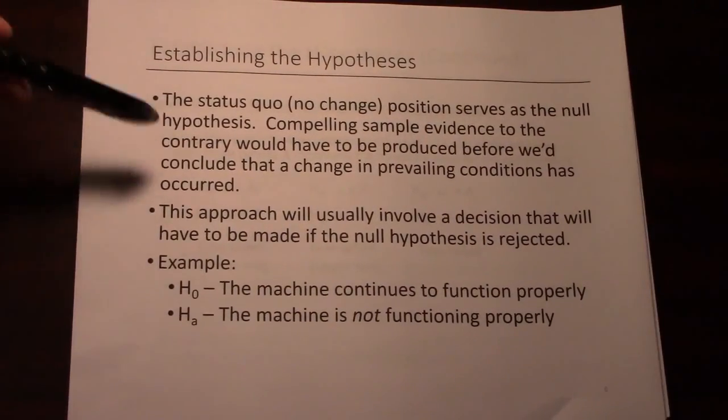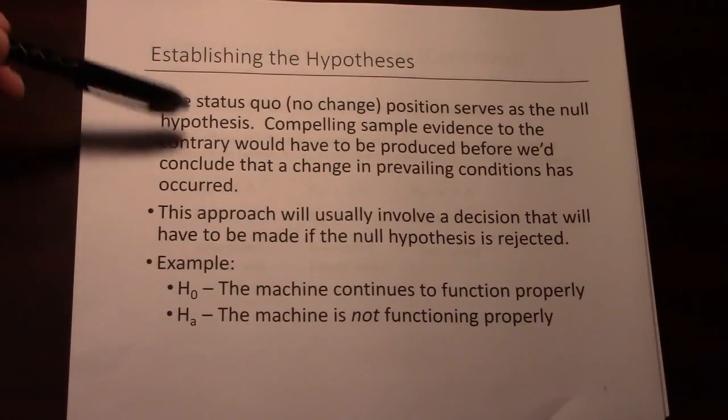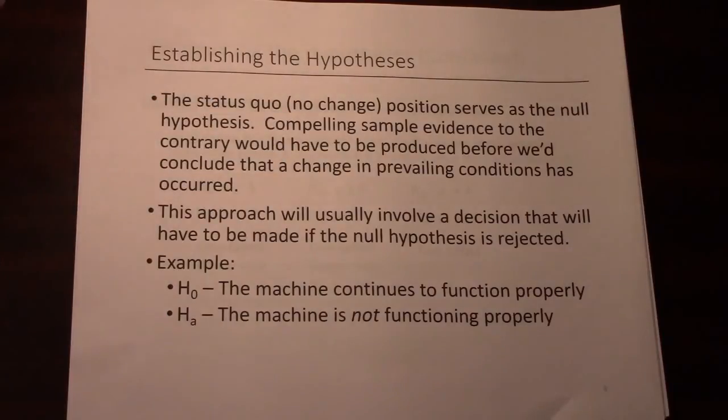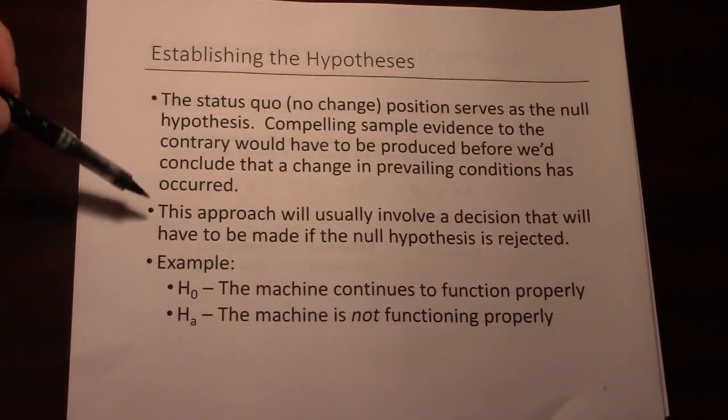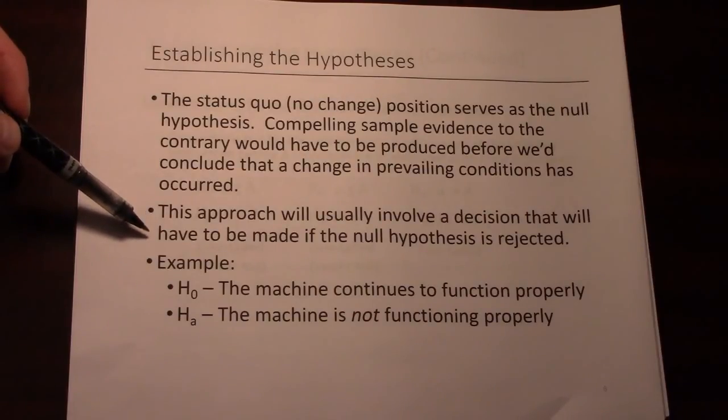Okay, so we call this null hypothesis the status quo, no change, and we're going to need compelling evidence to make a change, to say we reject it. This approach will usually involve a decision that will have to be made if the null hypothesis is rejected.